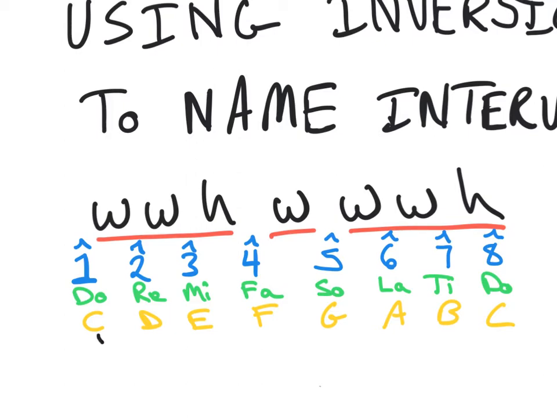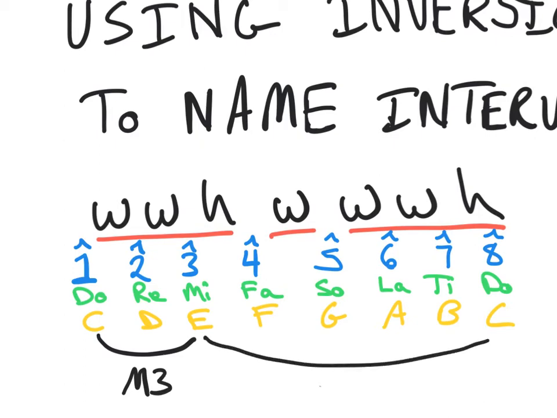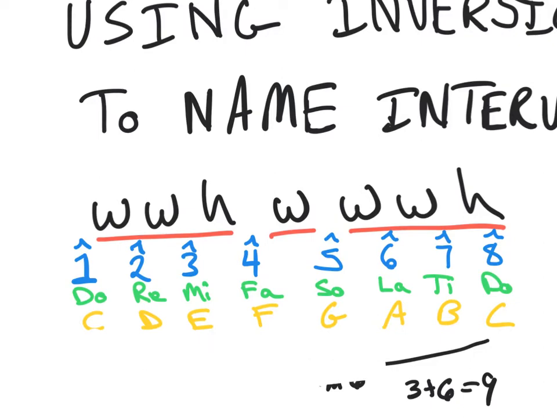So when we have C up to E, that's a major third. So what does that mean E up to C is going to be? That will be a minor sixth. 3 plus 6 equals 9. So the numbers add up to 9, and the inversion of a major interval will be a minor interval. All right, let me erase that again. And let's take a look.